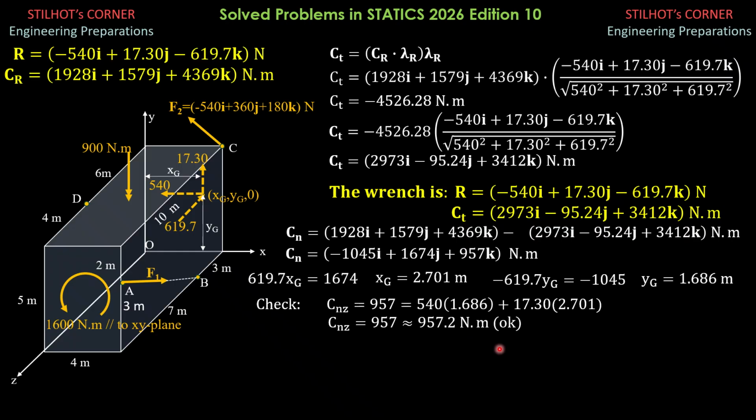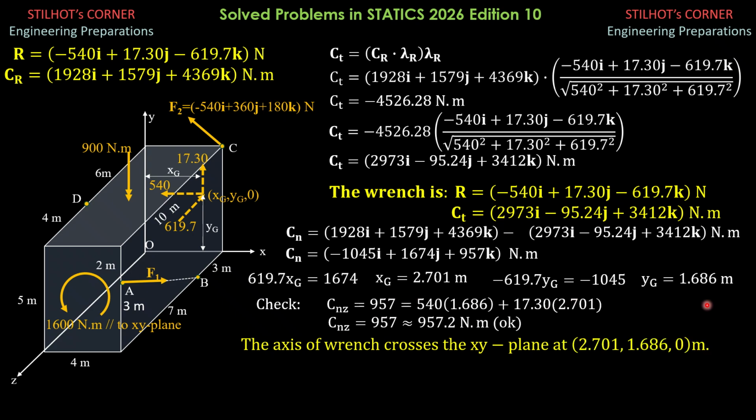So that's fine. Therefore, the axis of the wrench intersects the xy plane at point G, which is 2.701, 1.686, 0 meters. So that's it for the axis of the wrench, the point of intersection with the xy plane. And let's now compute the pitch.